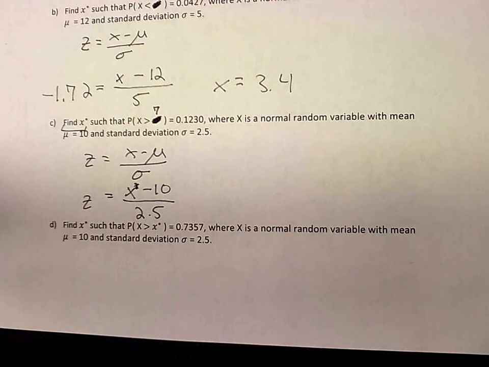Negative? No, it's not negative. The 0.123 looked up directly would give you a negative z value. But if you shade to the right of some cutoff, and to the right of that cutoff you have 0.123 of the distribution, is that going to be a positive z value or a negative z value? That has to be a positive z value.